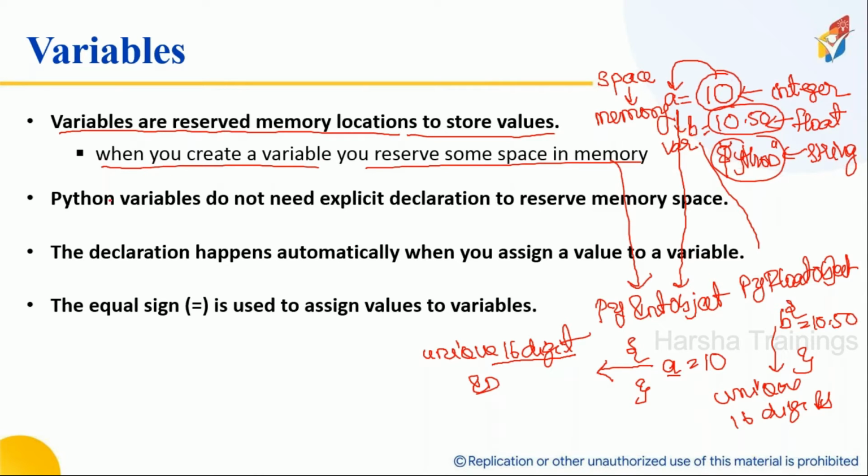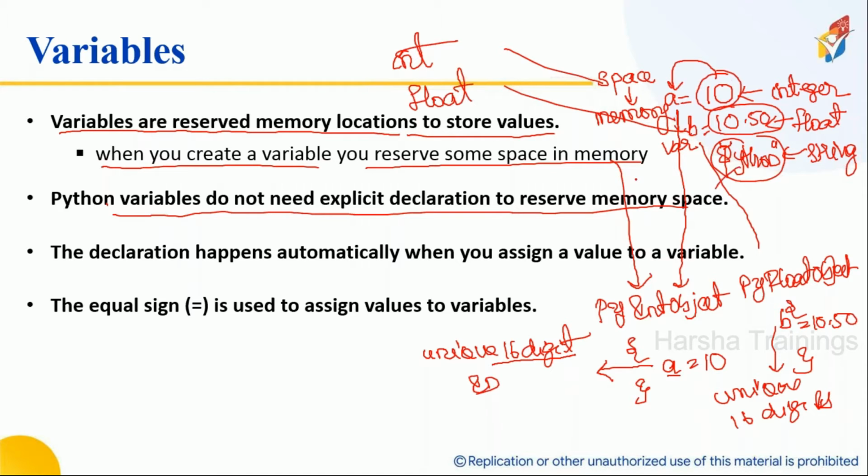It is done automatically. Now Python variables do not need explicit declaration of data type. If you go for C language, for an integer you have to type the data type int. For b you have to type the float data type. For the string you have to type str. Clear? Now the declaration happens automatically when we assign a value to the variable.